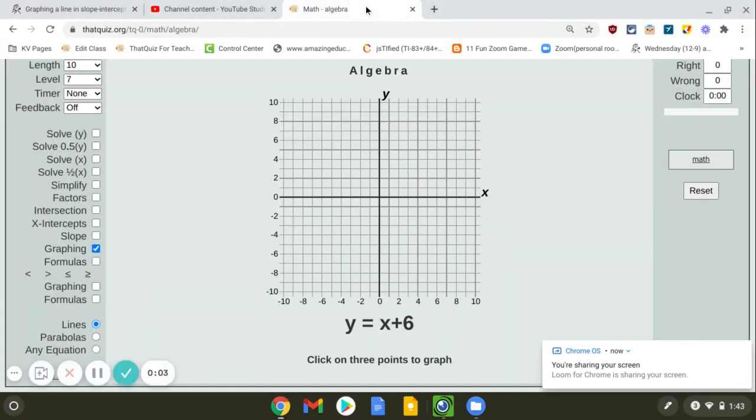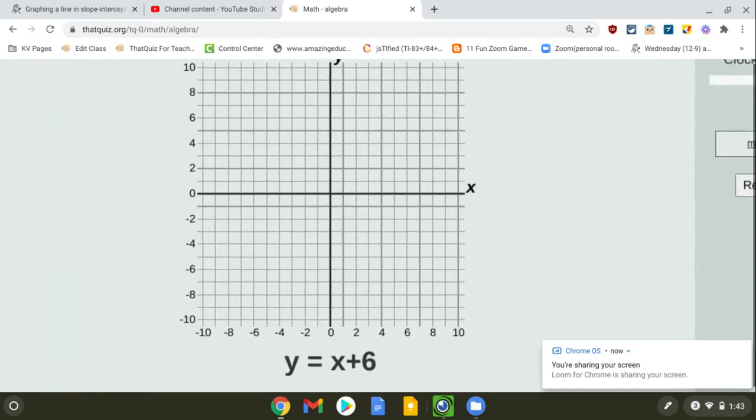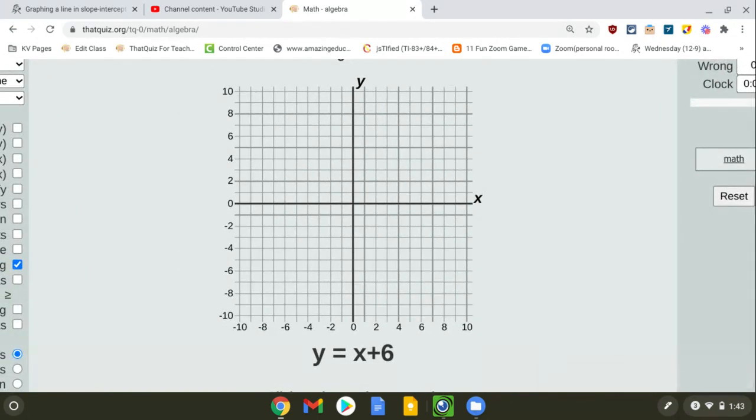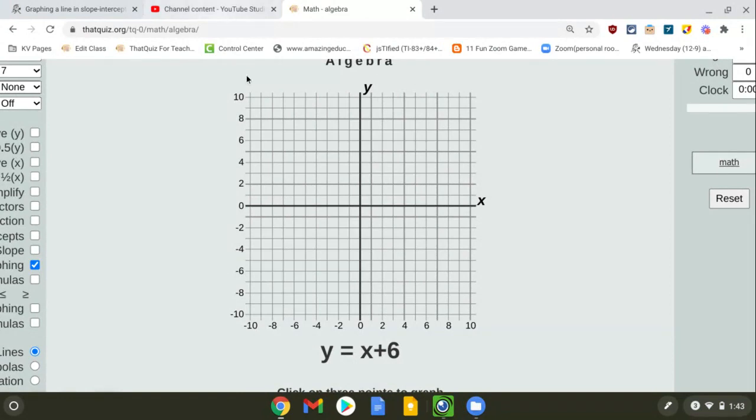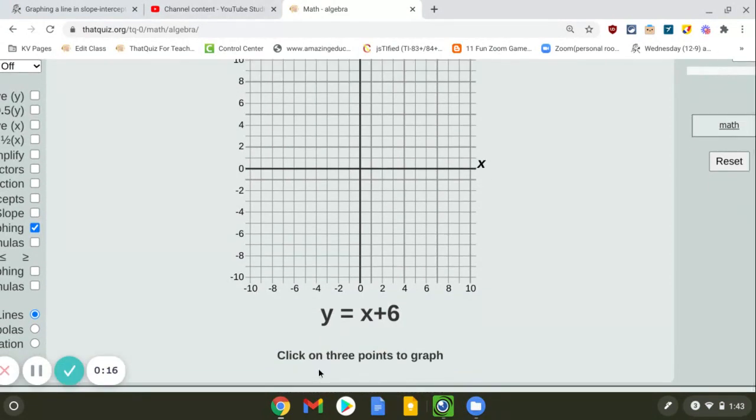Hey guys, in this video, I want to show you how you're going to graph these lines on thatquiz.org. So what you have to do, down here on the bottom, it says click 3 points to graph. So when you draw 3 points, I'm just going to do some random ones here. When you do 3 points, it's going to automatically draw the curve that goes through those.